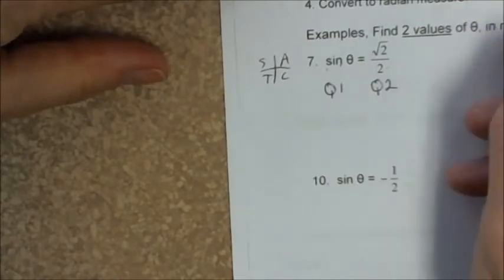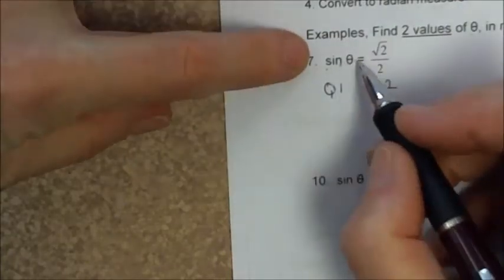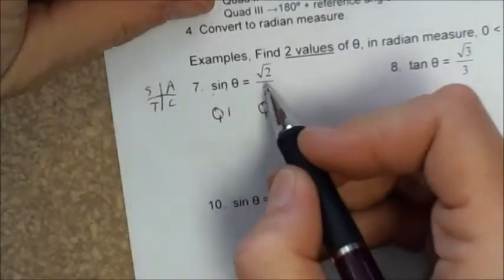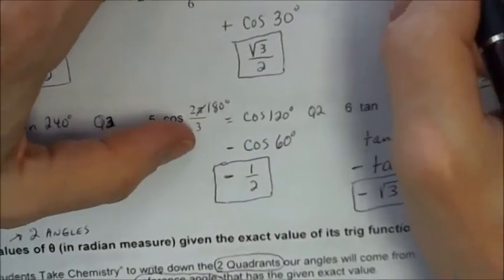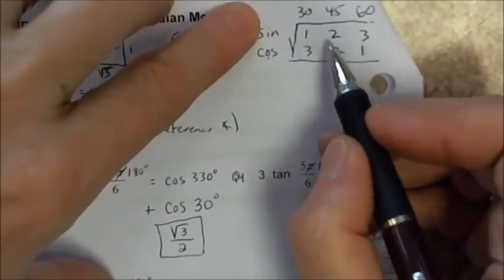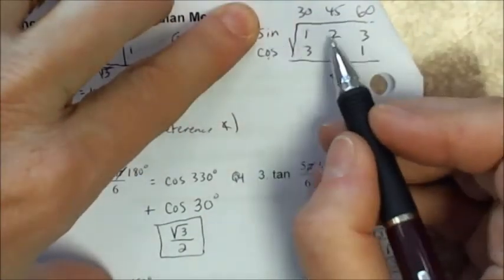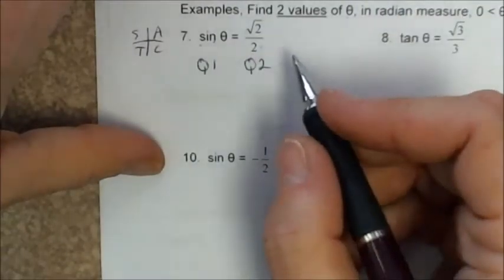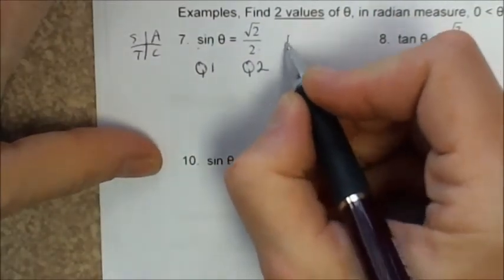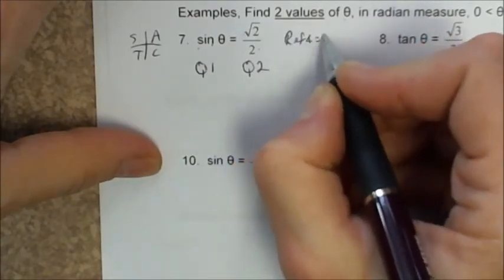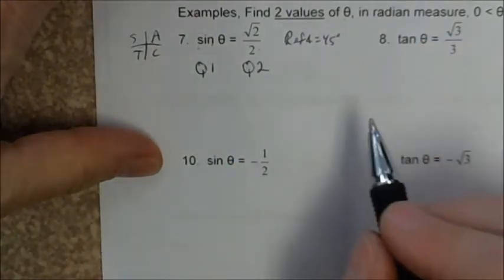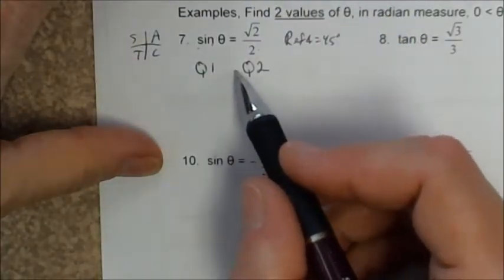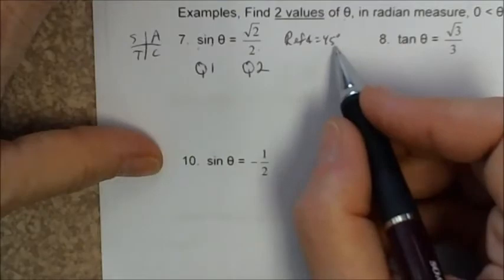Second step is find the reference angle. Well, which one of these angles up here has a sine equal to the square root of 2 over 2? Well, it must be 45 degrees. The sine of 45 degrees is the square root of 2 over 2. So our reference angle, we're going to mark that over here. Our reference angle is 45 degrees.